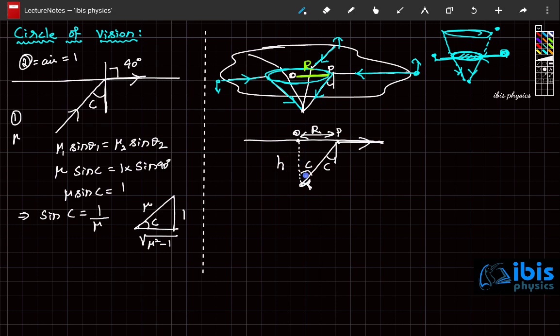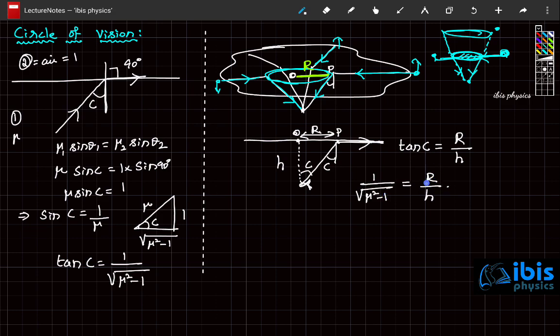So what are the opposite side and adjacent side for this angle? What is tan of the critical angle? Opposite side by adjacent side. Opposite side is the radius r, adjacent side is h. But sin C is 1 by mu, so tan of the critical angle is opposite side by adjacent side, which is 1 divided by root of mu square minus 1. Substituting this in place of tan C, 1 divided by root of mu square minus 1 equals r by h.